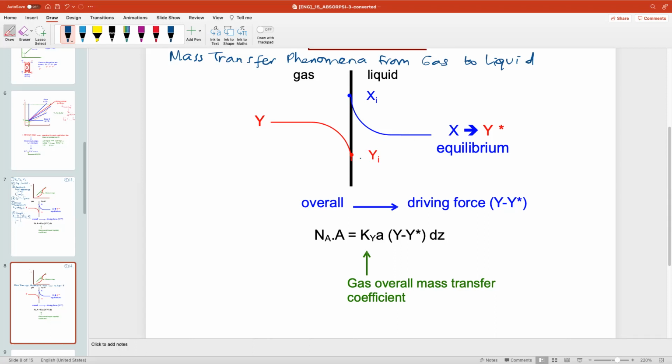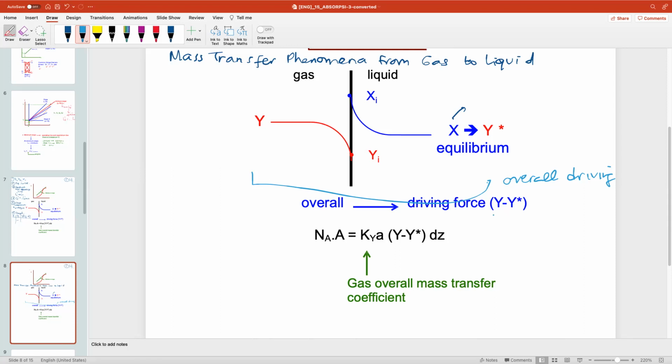Okay. Now, in another method or another calculation, we assume that x is actually similar to y star. So we consider the overall driving force. The overall driving force would be from the initial y, which is the mole ratio in the gas phase, to the mole ratio of gas in the x, which is not the real one, but the y star.